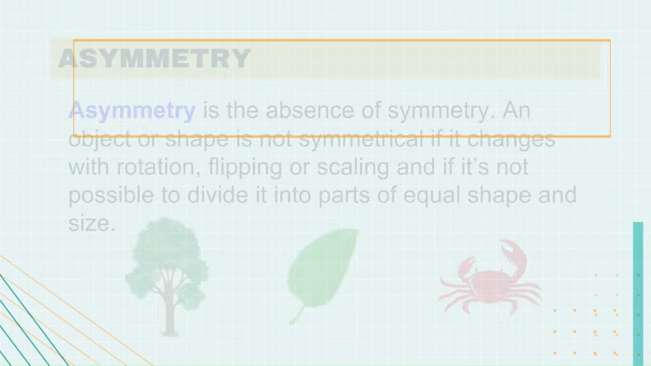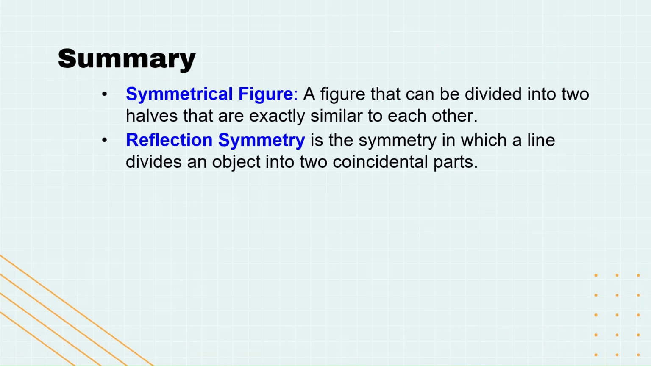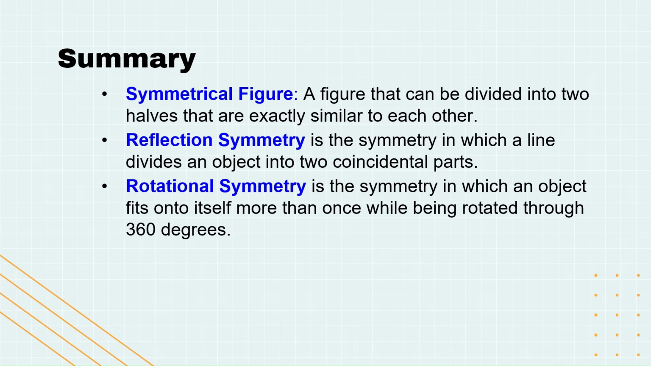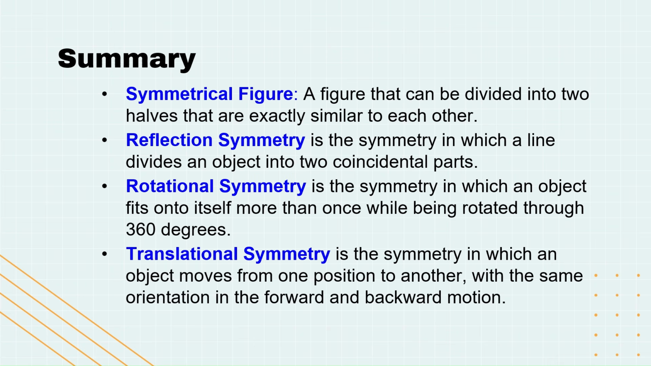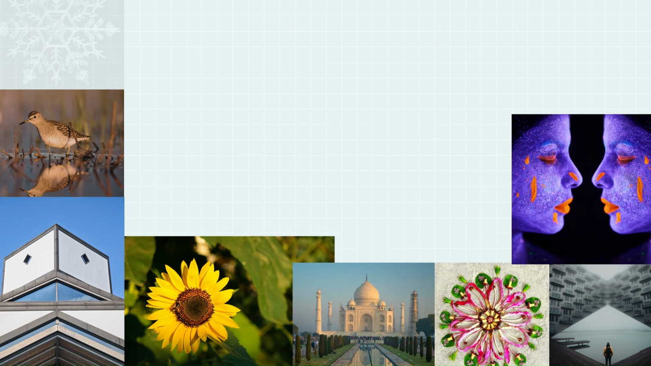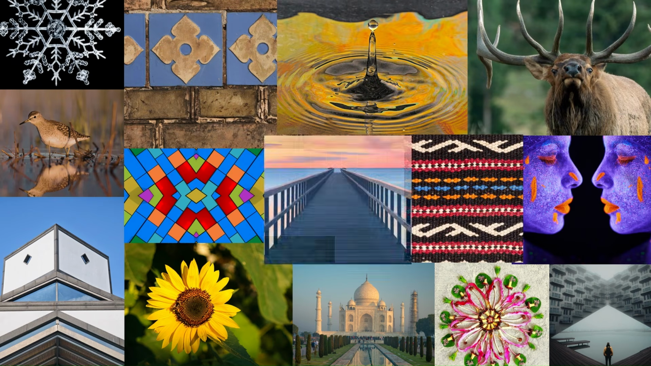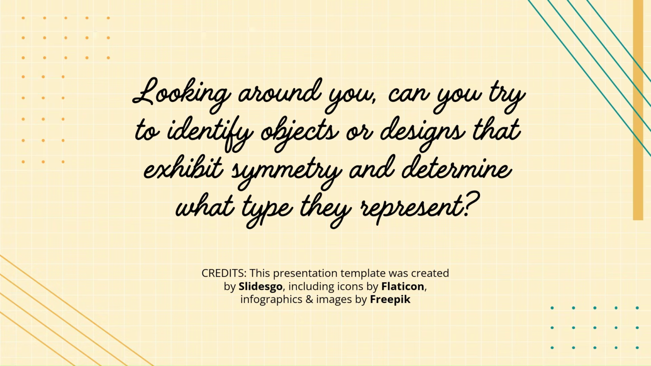So, to summarize, symmetry describes how a figure remains unchanged after certain transformations. By understanding these types of symmetry, we were able to recognize patterns not only in mathematics but also in the world around us. Symmetry allows us to see the connection between mathematics, nature, and art. It helps explain why certain patterns appear balanced and why they are visually appealing. As you observe your surroundings, try to identify objects or designs that exhibit symmetry and determine what type they represent.